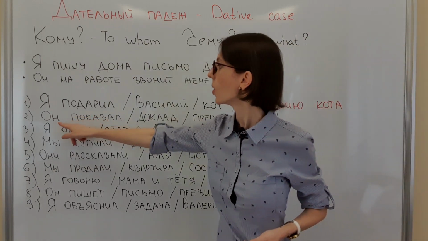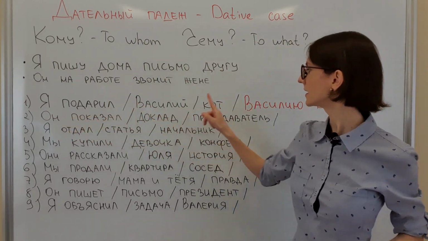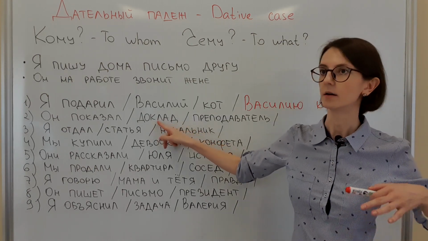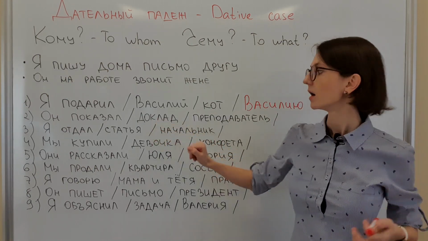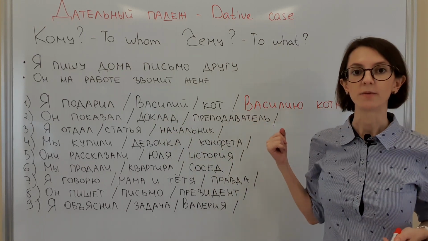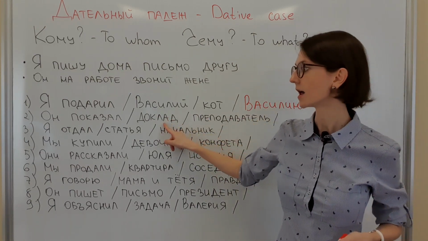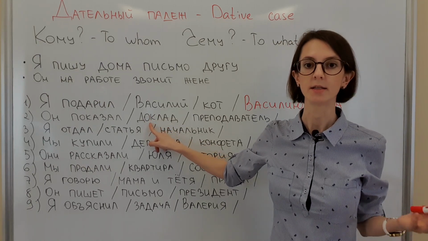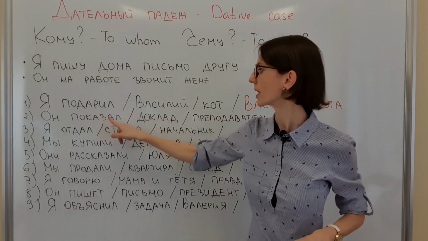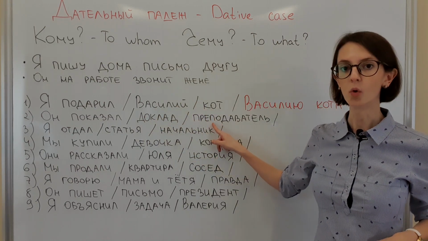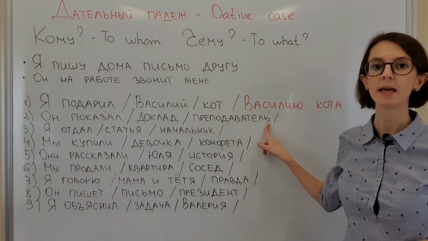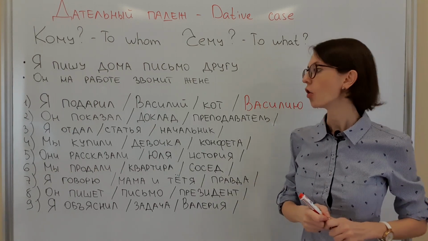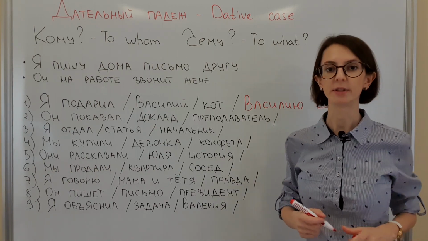Next one. Он показал доклад преподаватель. He showed a report teacher. So I guess доклад он показал. Что? Доклад. This is accusative case. Он показал доклад кому? Преподавателю. This is a masculine noun. Он показал доклад преподавателю.